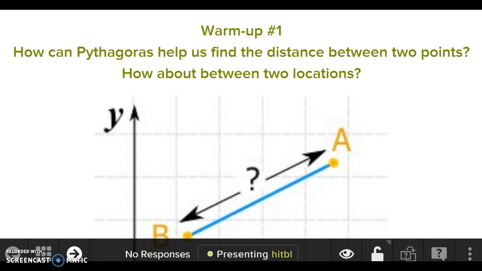How can Pythagoras help us find the distance between 2 points? How about between 2 locations? Okay, so I was looking for something about being able to draw that right triangle that we've been talking about and finding the horizontal distance between the 2 points and finding the vertical distance, and then we're able to use the Pythagorean theorem to find that diagonal distance.